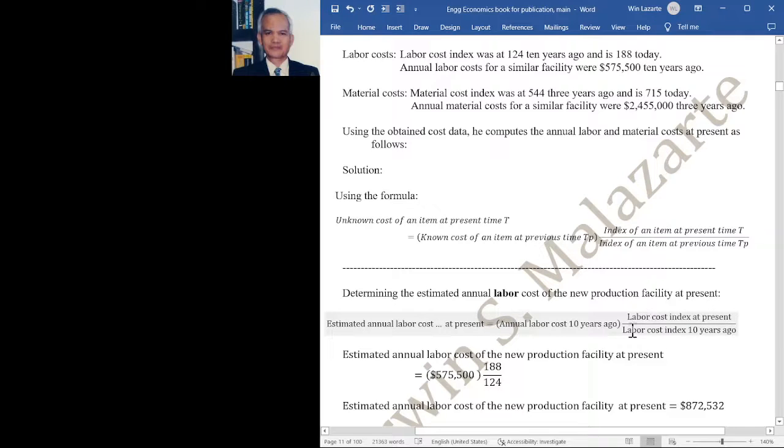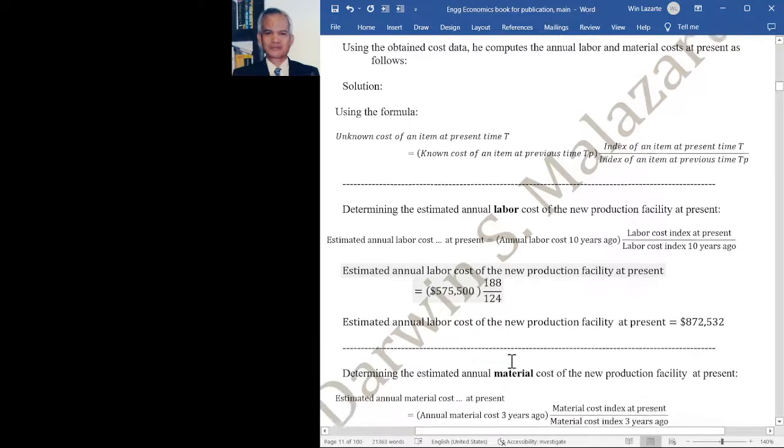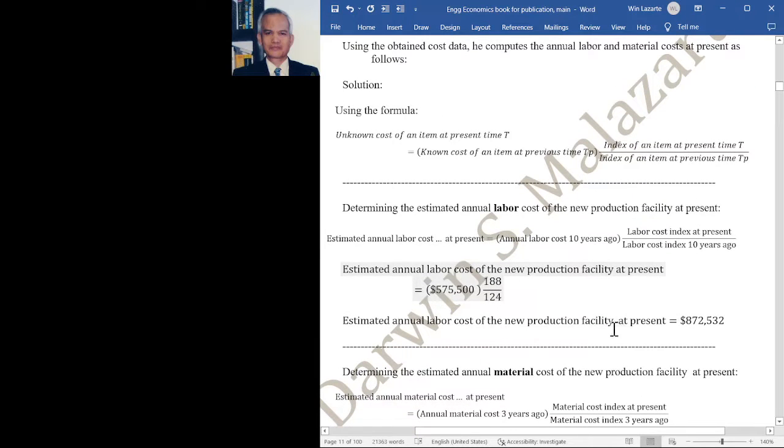And times the ratio of the labor cost index at present and over the labor cost index 10 years ago. Okay, plugging in here the given known values, no? So the annual labor cost 10 years ago is $575,500 times the ratio of the labor cost index at present to 10 years ago. So at present 188, 10 years ago 124. And this is the estimated annual labor cost of the new production facility at present.